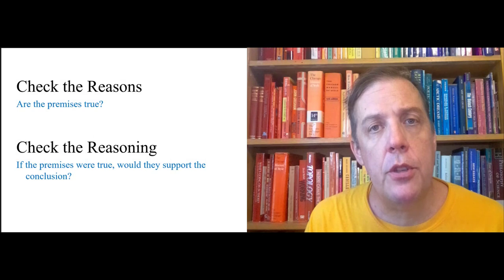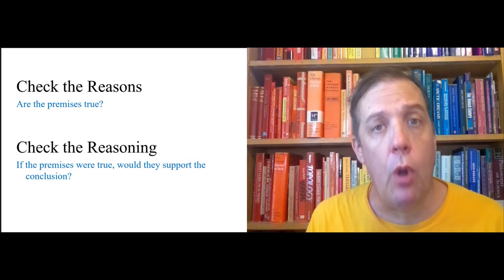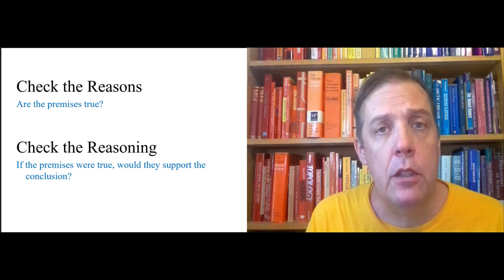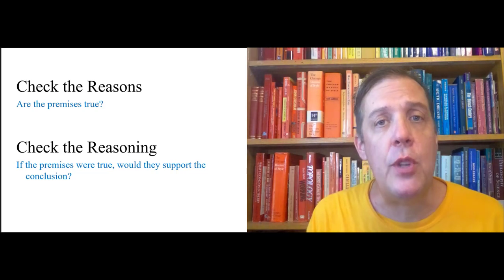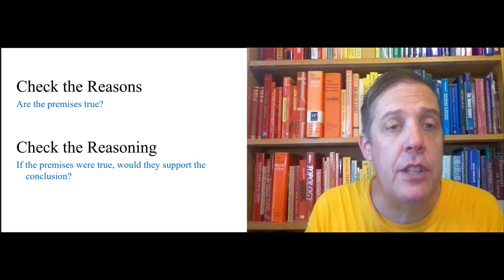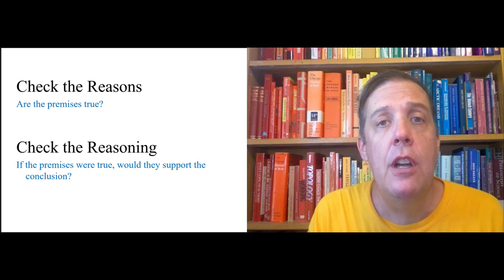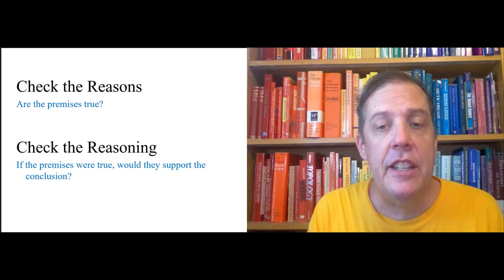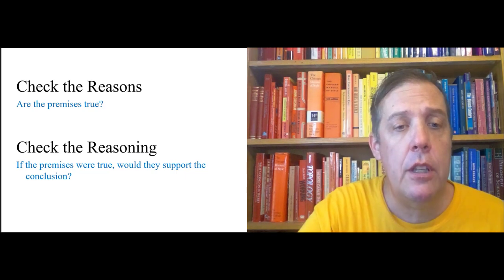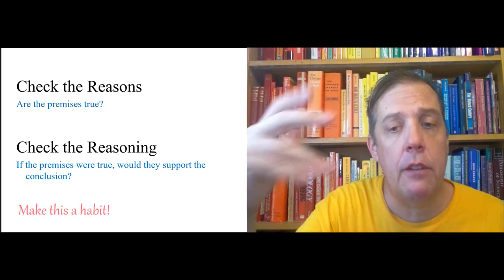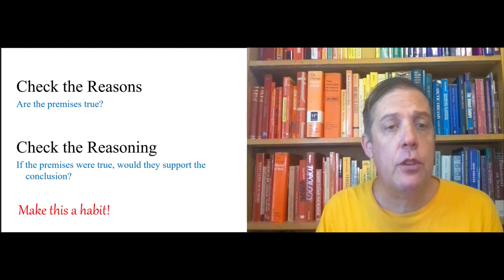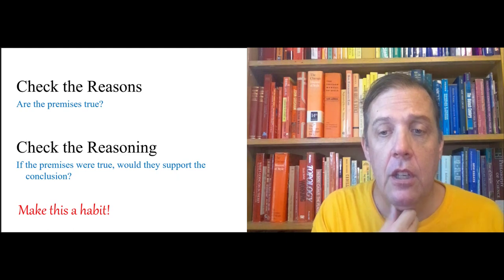So basically, there are 2 standard ways an argument could go wrong. The premises could be false, or the reasoning could be faulty. So there are two standard questions you need to ask every time you encounter an argument. First, you need to check the reasons. Are the premises true? Then you need to check the reasoning. If the premises were true, would they support the conclusion? And really, you should make this a habit, even outside of logic classes, critical thinking classes, anything like that. Whenever you see an argument, check the reasons, check the reasoning.